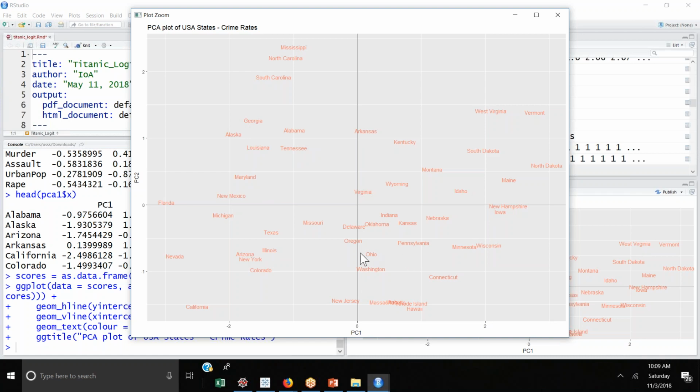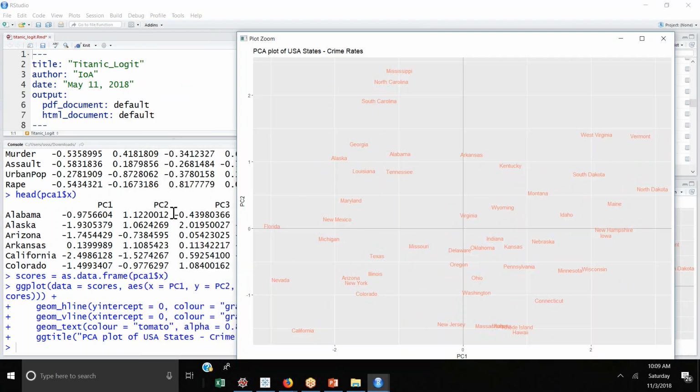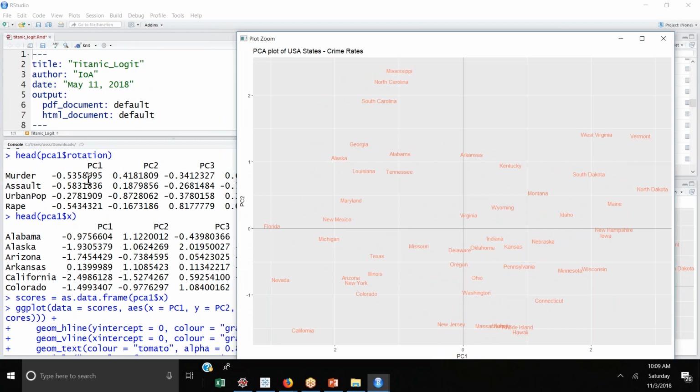First, let's see what PC1 refers to. I need to interpret that for you. PC1 refers to, all of them are weighted less. You see this one? Negative, negative, negative, negative. PC1 refers to this direction. Are you with me?